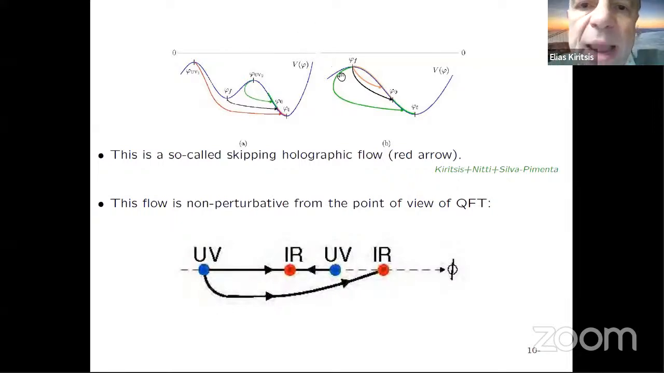And what happens is that when you have this skipping flow, at the same time there is a flow where the scalar starts from here in this direction, but does not end up here. It turns around and comes here. Therefore, you have a class of flows that are like this, the green flows, and a class of flows that are like this, and the boundary between these two classes of flows is precisely the solution you're looking for.